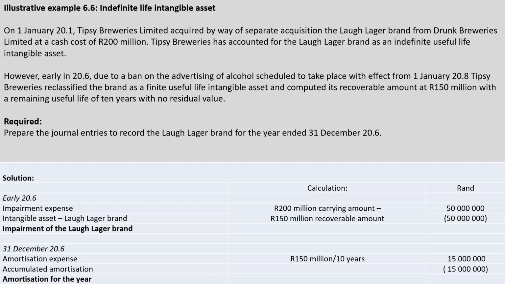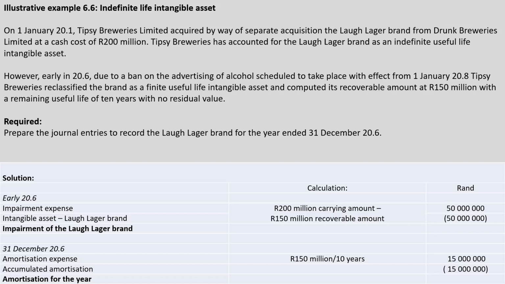So remember, we said that if there's an indication of impairment, we must then go and test for impairment. And how do we test for impairment? By comparing the carrying amount with its recoverable amount. So it told us that the carrying amount was 200 million, but now the recoverable amount is sitting at 150 million. Okay, so it's lower than the carrying amount by 50 million, which means we need to decrease the value of the asset. How do we decrease the value of an asset? We credit the asset. So credit the intangible asset statement of financial position with 50 million and debit our expense.